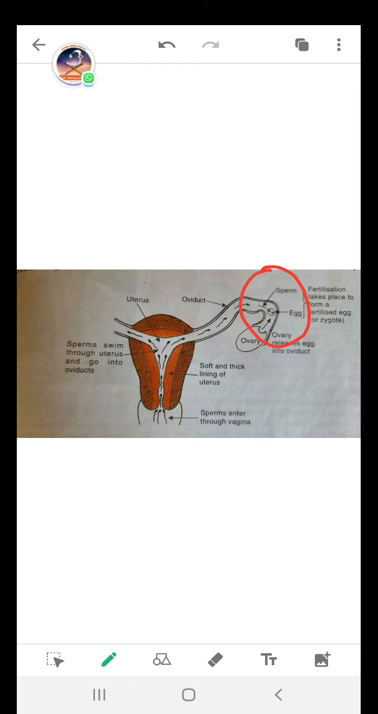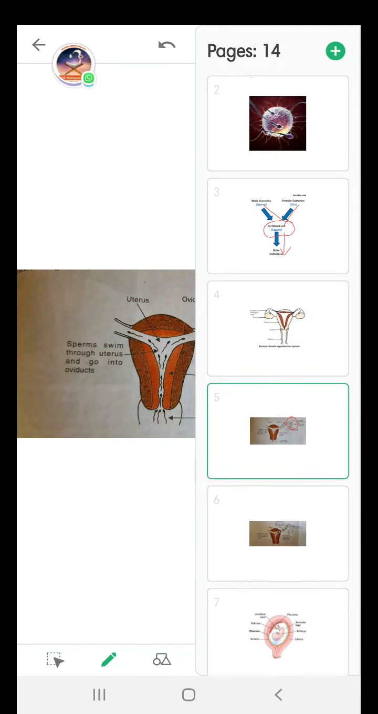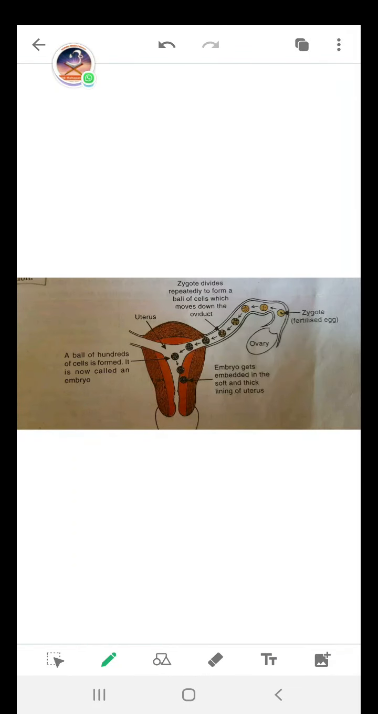So when the zygote is formed, divisions take place in the zygote. Now see in this diagram, a single-cell zygote is formed. The zygote moves down slowly and divides rapidly into 2 cells, 4 cells, 8 cells, 16 cells, 32 cells like this, and forms a hollow ball of hundreds of cells in the uterus.